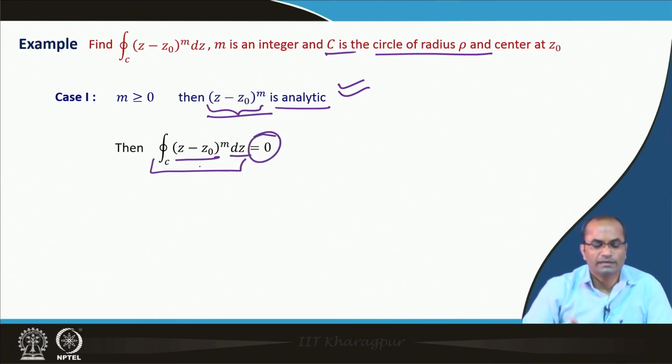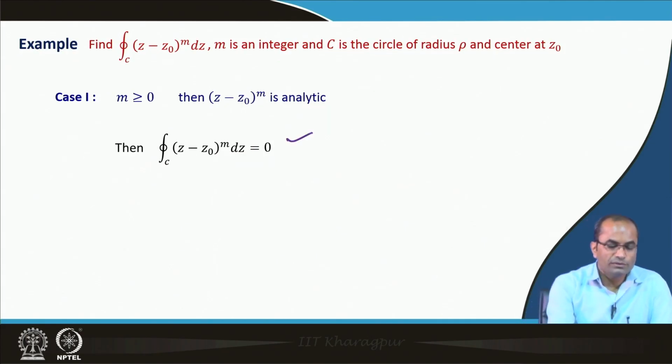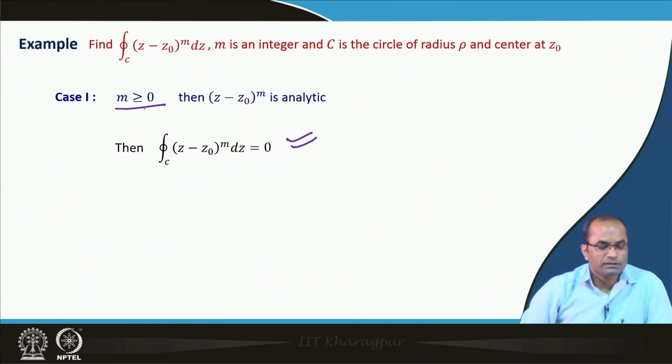Obviously we could use the first formula: we can parameterize the curve and then use that formula, and naturally we will get 0. But we know this is analytic, so we do not have to go through all the parameterization and use that formula here. So, this value is 0 when m is greater than or equal to 0. This is the one result we have.